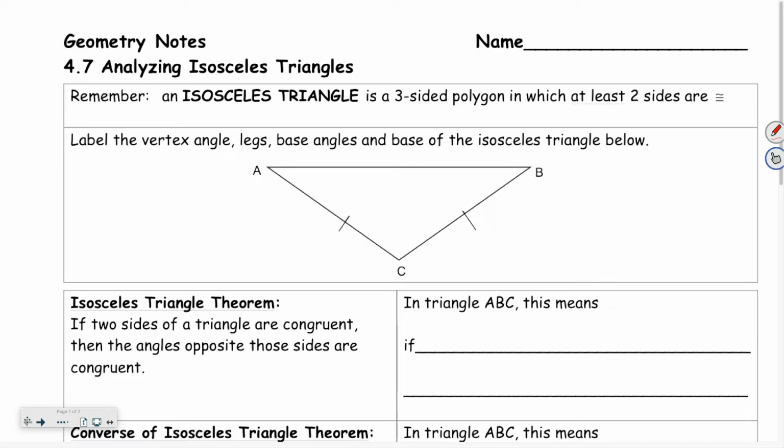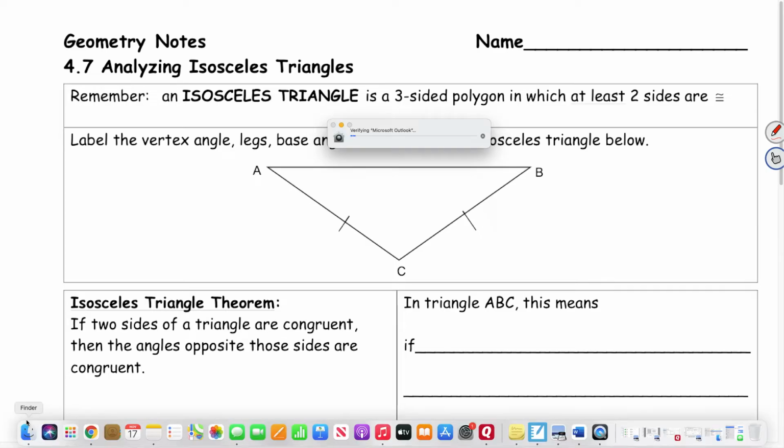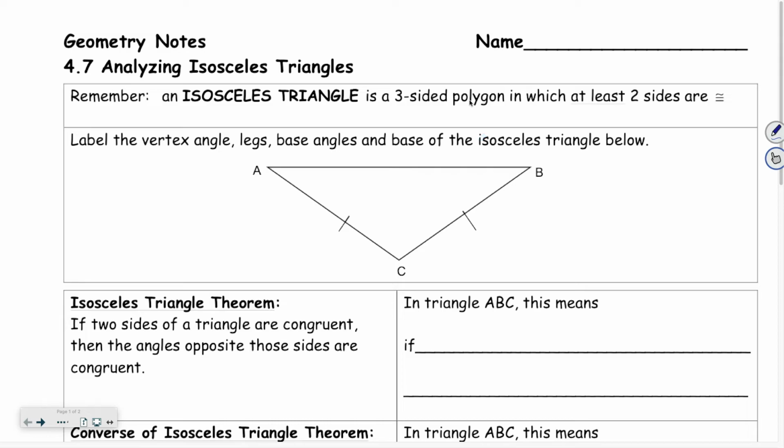So we're going to label this isosceles triangle. And the thing I like about this one is that sometimes y'all think that the isosceles triangles always have to be facing a certain way. And that's not true, okay? So the vertex angle is going to be the angle that is formed by the two legs, and the legs are always what sides are equal.